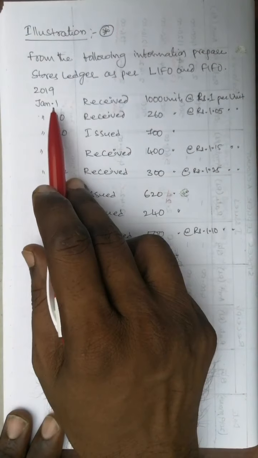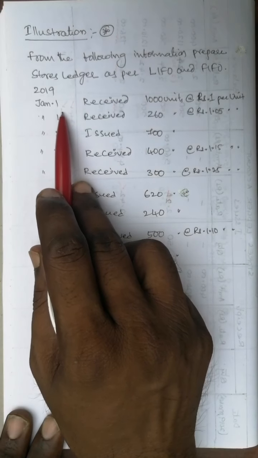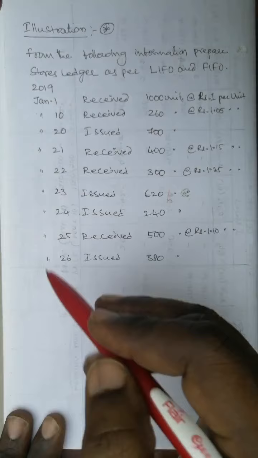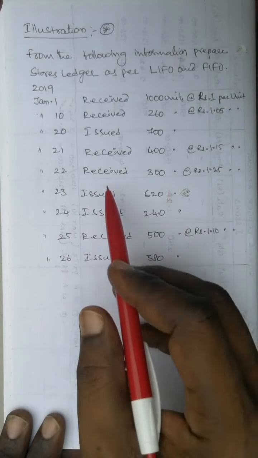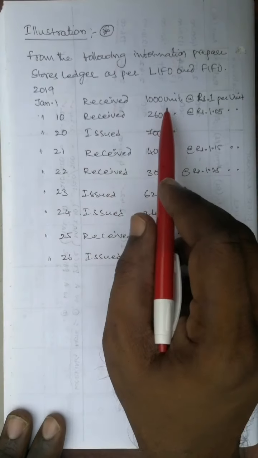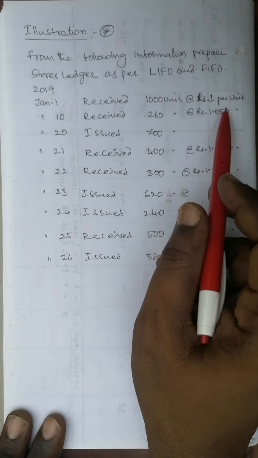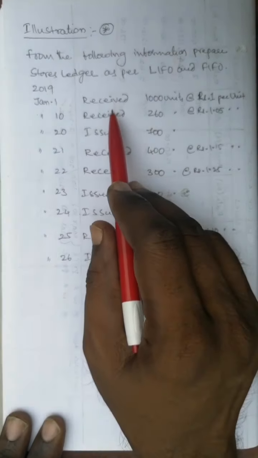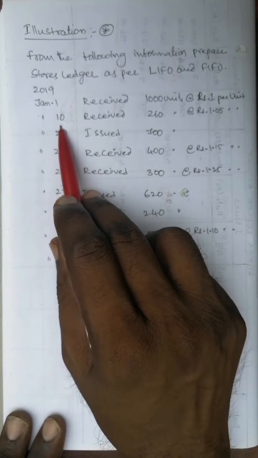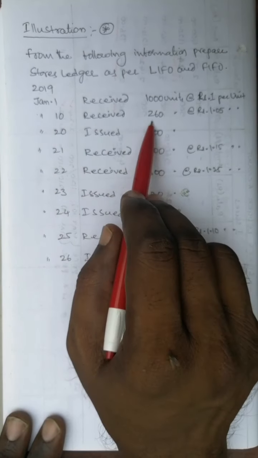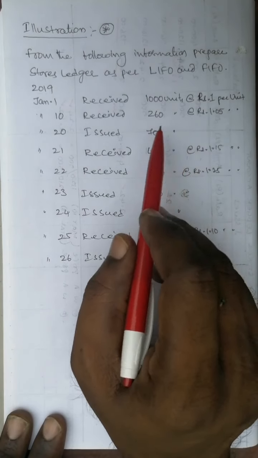Now let us see what is given. 2019 January 1st to January 26th, almost the full month of January, details are given. So received 1000 units at the rate of 1 rupee per unit. No balance is there, straight away receipts are given. After that, January 10th received 260 units at the rate of 1 rupee 5 paisa.